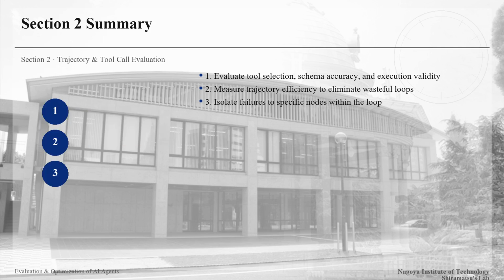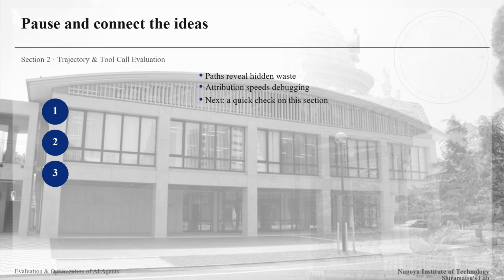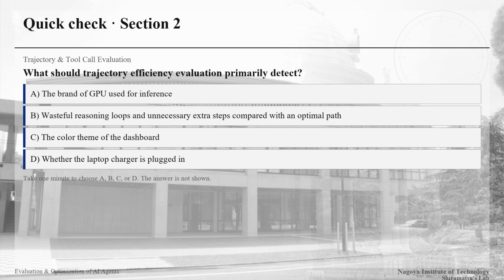Section 2 takeaways: score tools and schemas, measure efficiency, and isolate failures to specific nodes. Pause here. Paths reveal hidden waste, and attribution speeds debugging. Now the quick check. Quick check after Section 2.